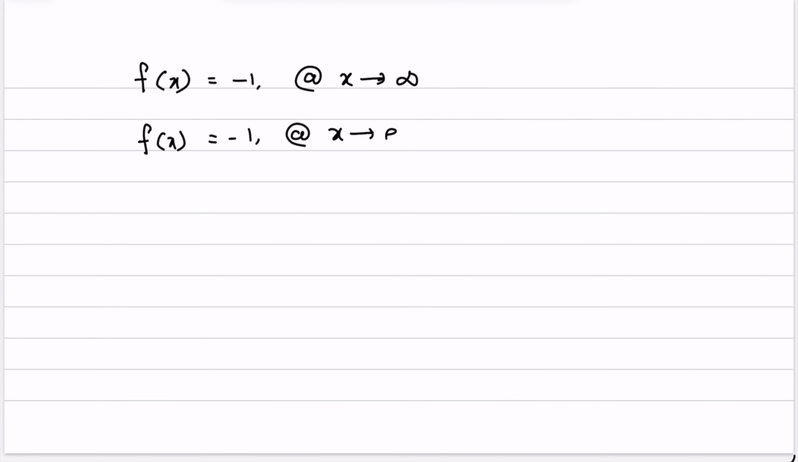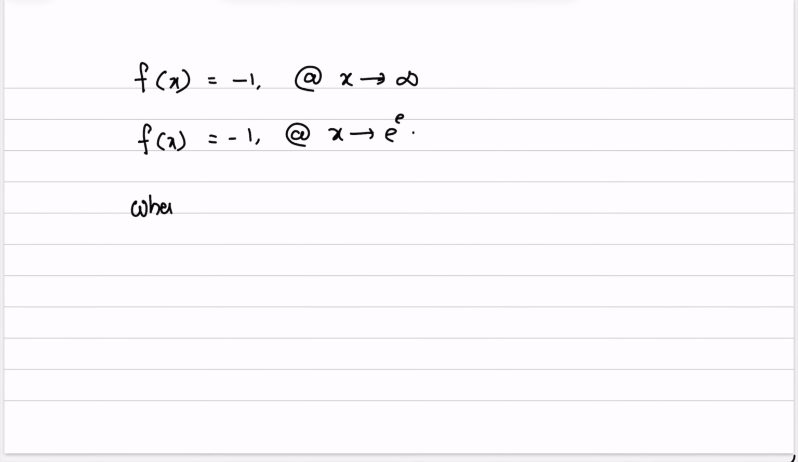That means f(x) is equal to minus 1 as x tends to infinity. f(x) is equal to minus 1 as x tends to e to the power of e. When x is equal to 1, what happens?